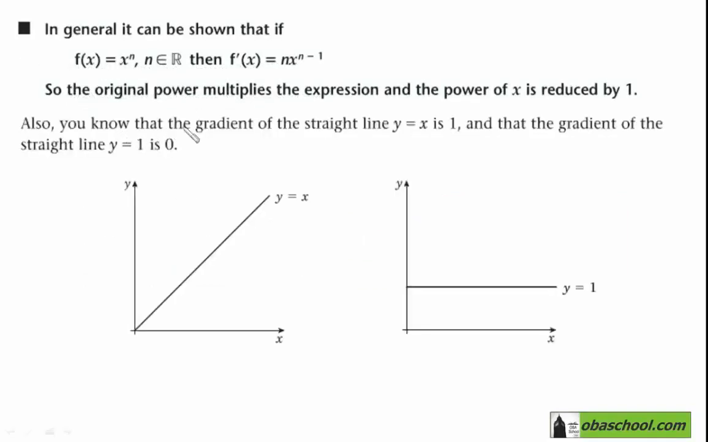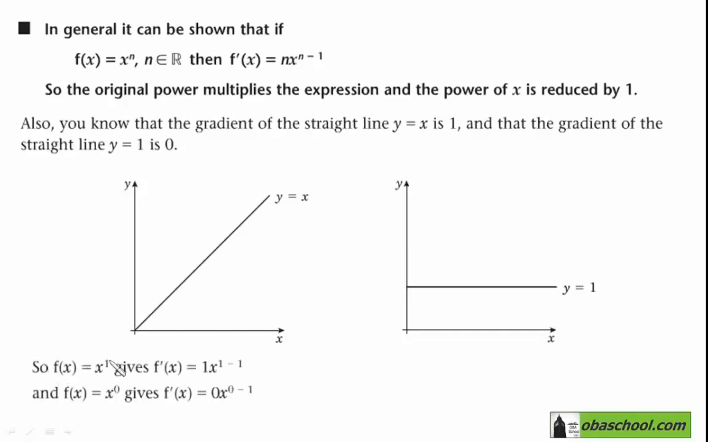Also, you know that the gradient of the straight line y equal x is 1. We did this example previously. For the straight line y equal x, the gradient is 1. And when we have the straight line equal to the constant 1, then its gradient is equal to 0. Let's try to apply the formula for these two examples.